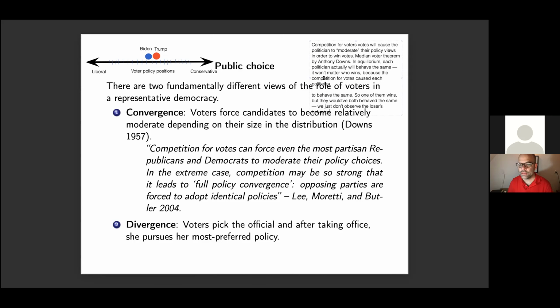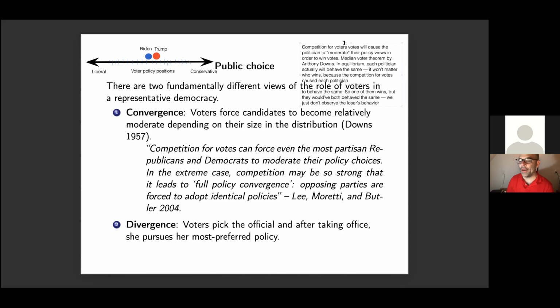Okay, so that's what Lee, Moretti, and Butler call the convergence hypothesis. Competition for votes can force even the most partisan Republicans and Democrats to moderate their policy choices. In the extreme case, competition may be so strong that it leads to full policy convergence. Opposing parties are forced to adopt identical policies, right? Implications of that are kind of interesting.